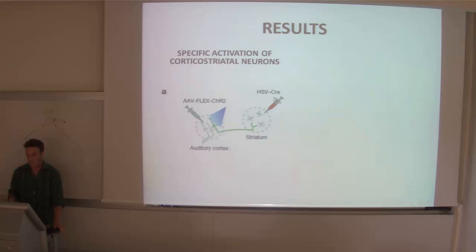To achieve this specificity, they injected a herpes virus with Cre into the striatum, which neurons projecting to this area take up. And into the auditory cortex, they injected a virus that expresses both flex and ChR2. When a certain neuron has both the Cre-expressing virus and the flex ChR2-expressing virus, you get channelrhodopsin expressed only in those cells.